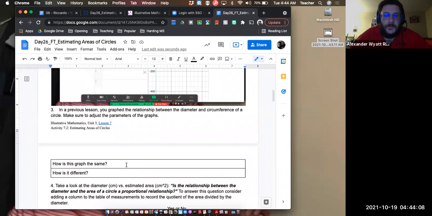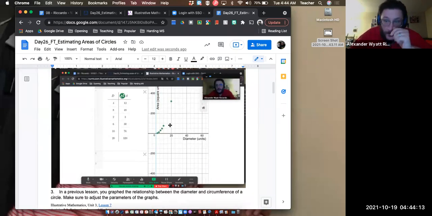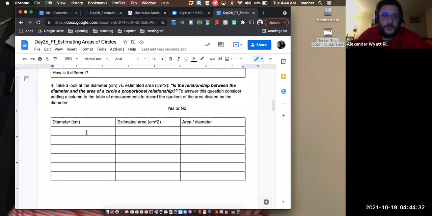How's the graph the same? Like I said, y over x. How is it different? It's non-linear, it's non-proportional. It's actually called parabolic or quadratic. These are terminology that you will get into big time in 8th grade, but you don't have to worry about it at all in 7th grade. So it's a good thing. So you want to put in these numbers down here.